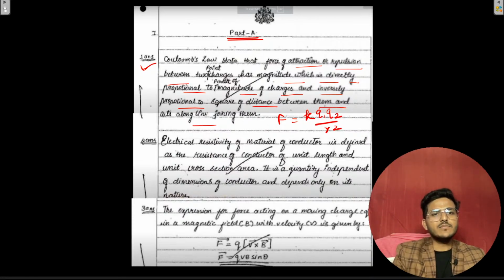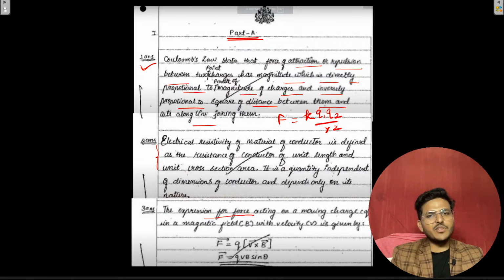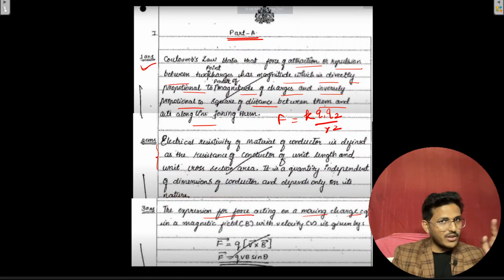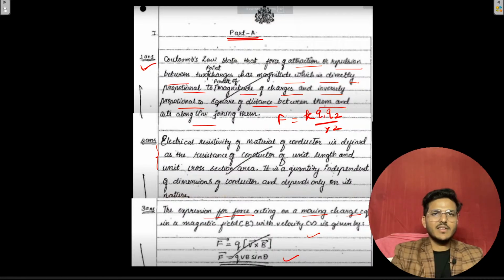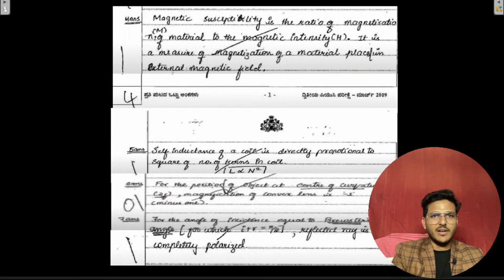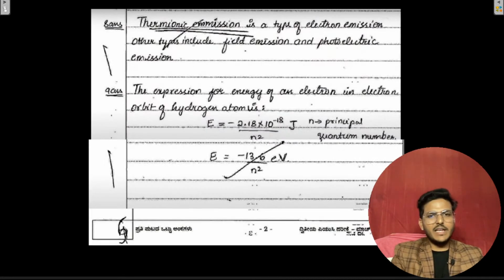For the next question, for the third question, just see the expression for the force acting on a moving charge. As we already discussed these questions also. Just put all these values, then write the correct expression for it. Right? Now see, question number 4th, 5th, and so on. Write each and every question in a proper manner, in a detailed way.